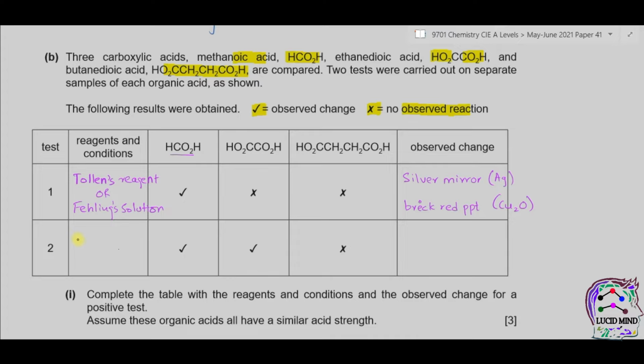Now if we use acidified KMnO4 and warm the solution, it can oxidize methanoic acid as it is the easiest to oxidize, and it can also oxidize ethanedioic acid to carbon dioxide and water. So only these two will be oxidized, and the KMnO4 will be decolorized.